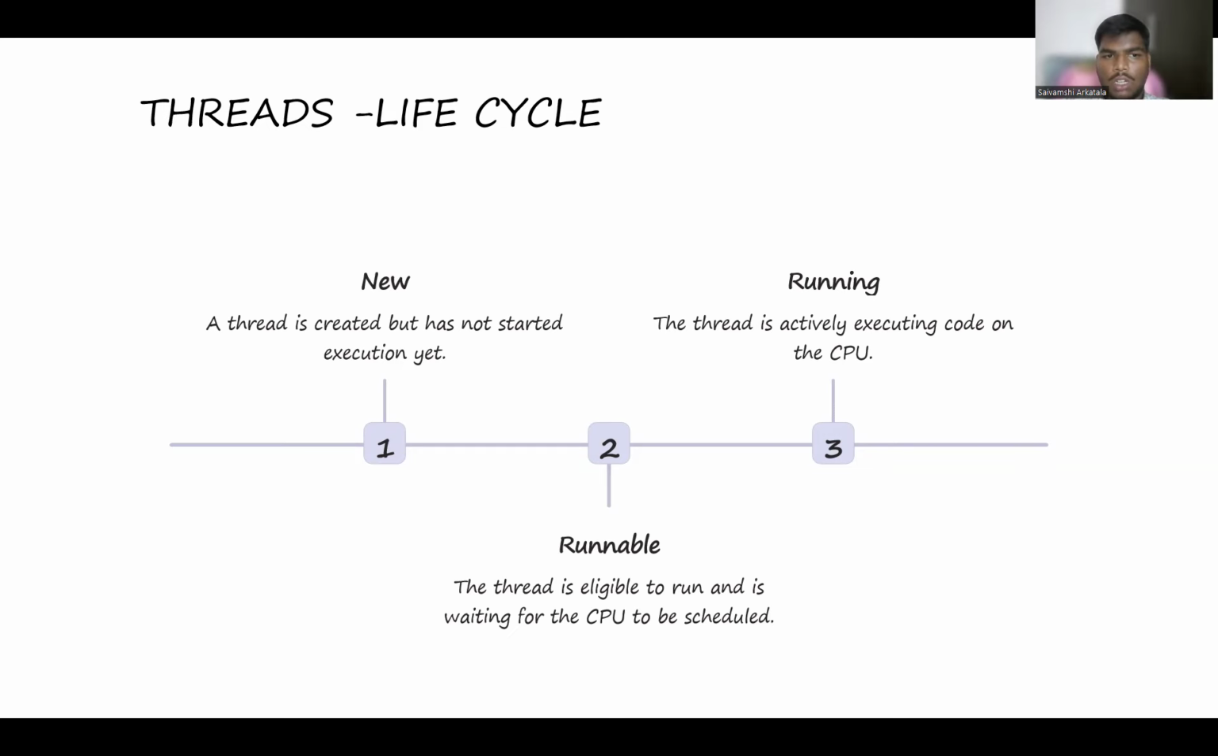New: a thread is created and has not yet started execution. Runnable means the thread is ready for execution, but is waiting for the CPU to execute it. Running: the thread is actively running in the CPU.